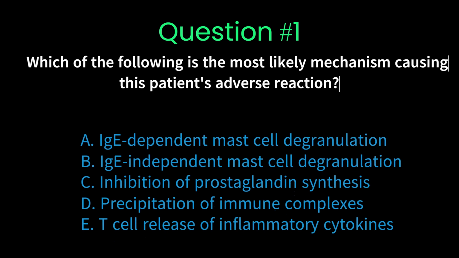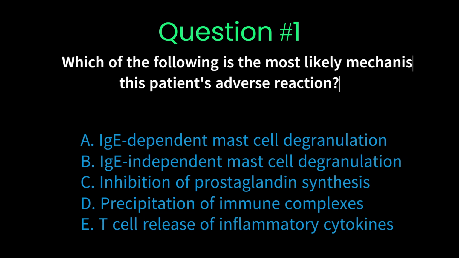A. IgE-dependent mast cell degranulation. B. IgE-independent mast cell degranulation. C. Inhibition of prostaglandin synthesis. D. Precipitation of immune complexes. E. T-cell release of inflammatory cytokines.